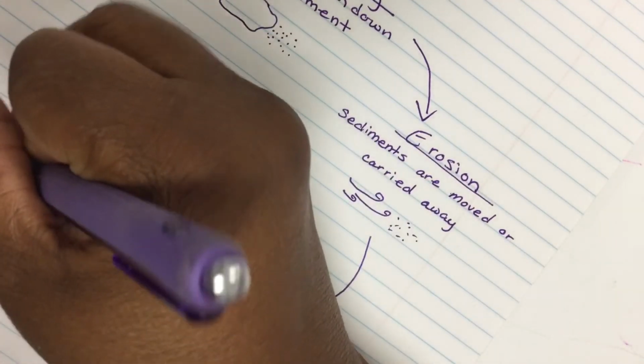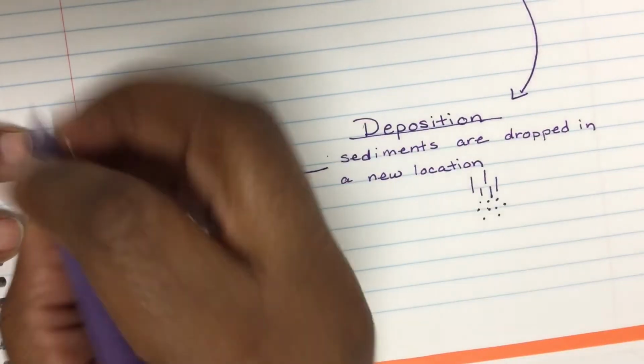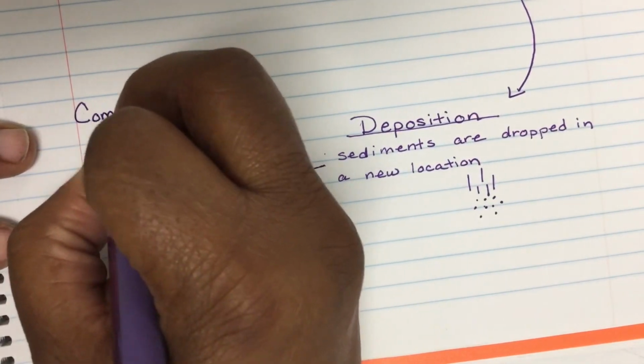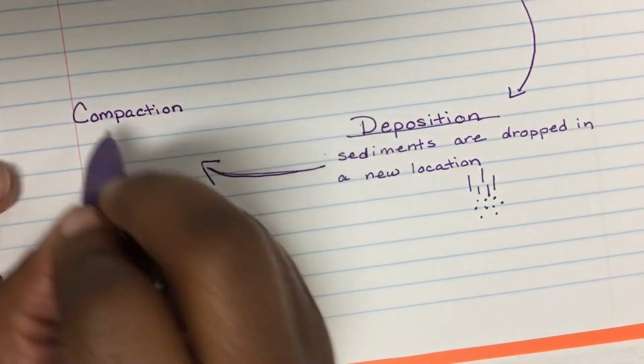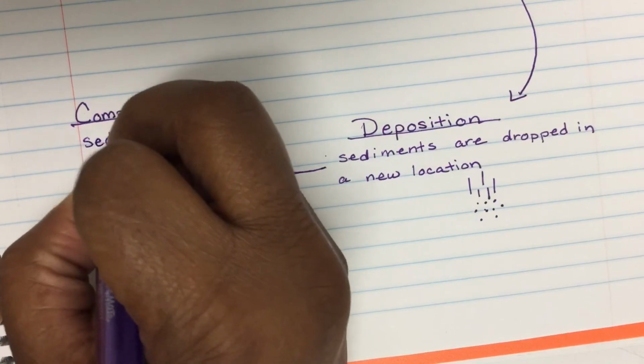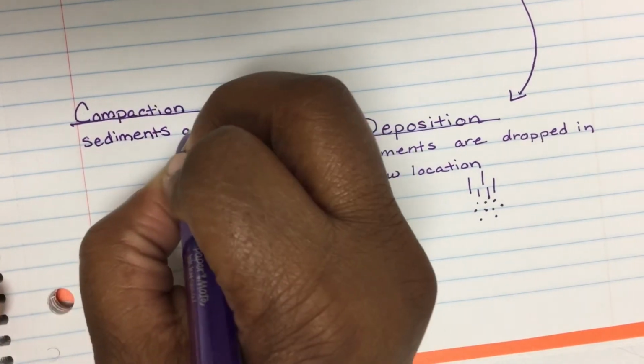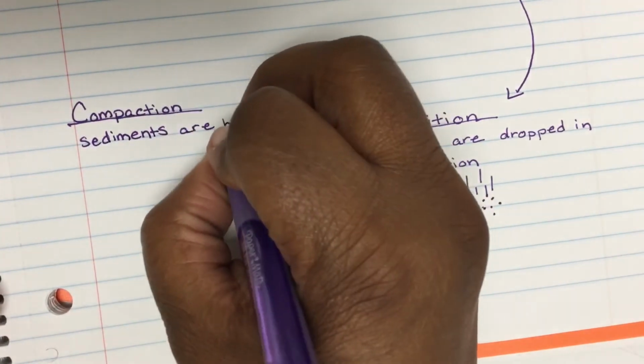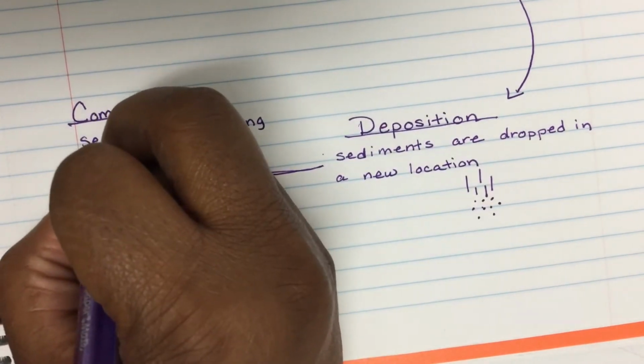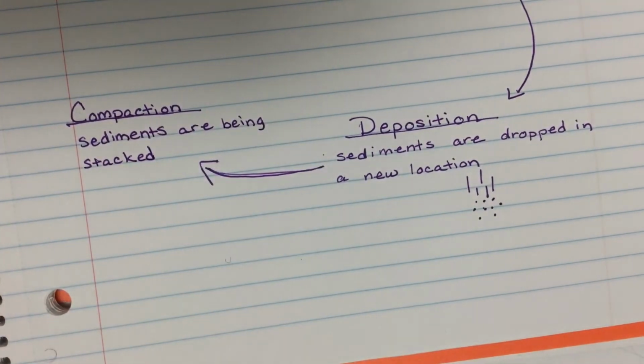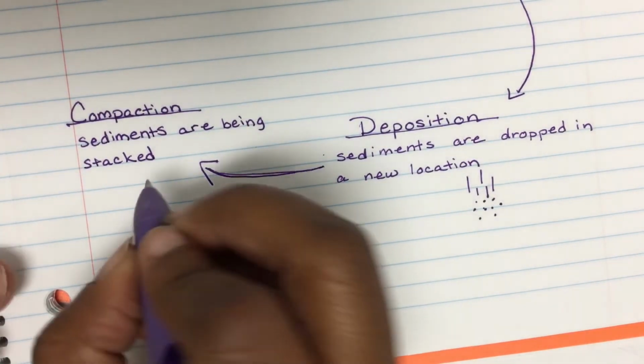Our next step is compaction. So the sediments are being stacked together, one on top of the other.